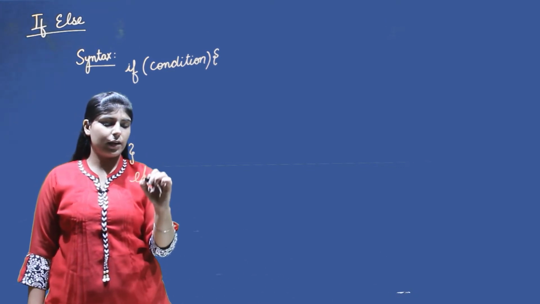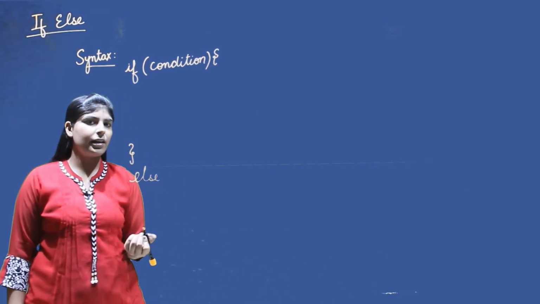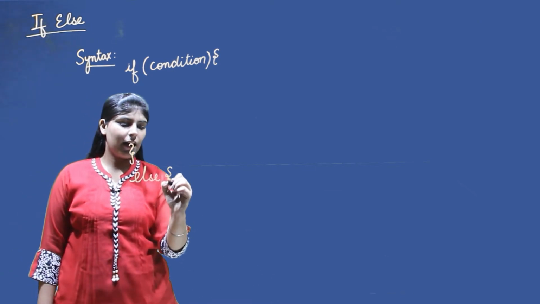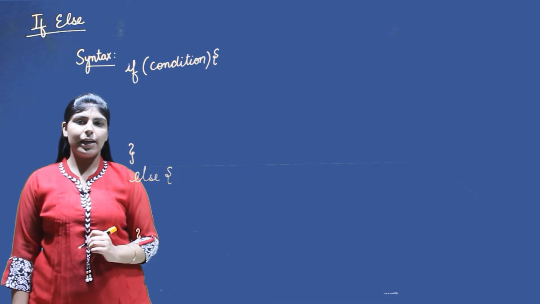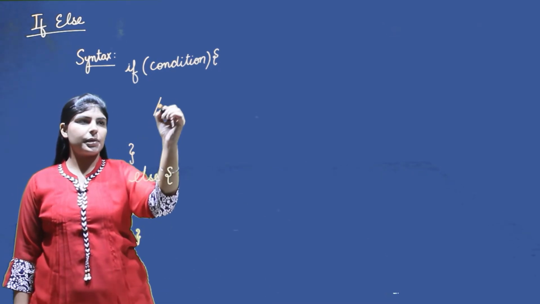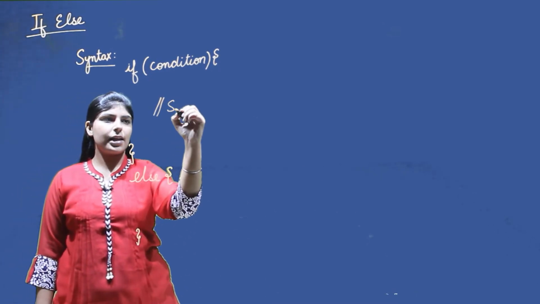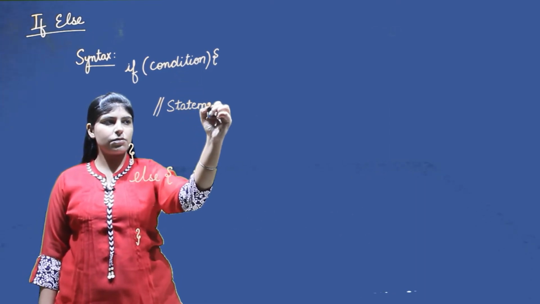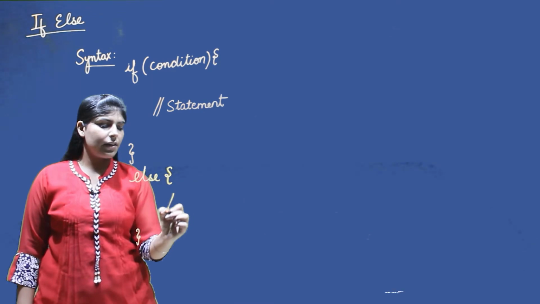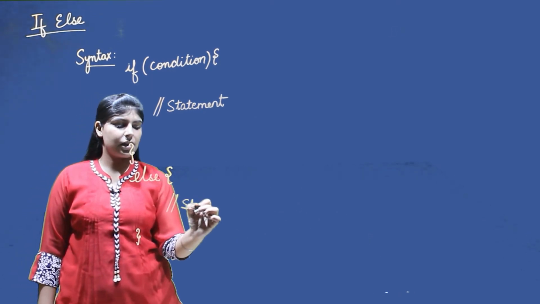Then we have the keyword else. We do not have any condition with else. We again have opening and closing brackets denoting the else block. The statements inside the if block get executed when this condition is true. If this condition is false, the statements given in the else block get executed.